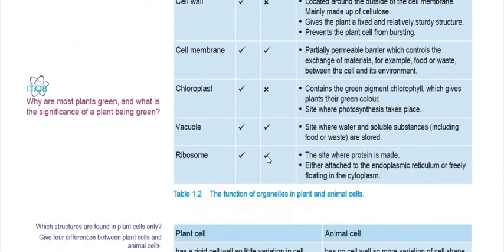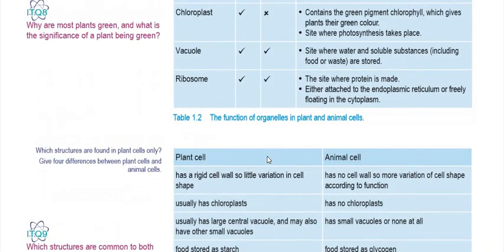Then create a table, and you're going to write the similarities between plants and animal cell in one table. And then you're going to create another table, and write the differences between plant and animal cell. So one is similarities, and one is differences, in a table. And you are doing all of these without looking at the video.